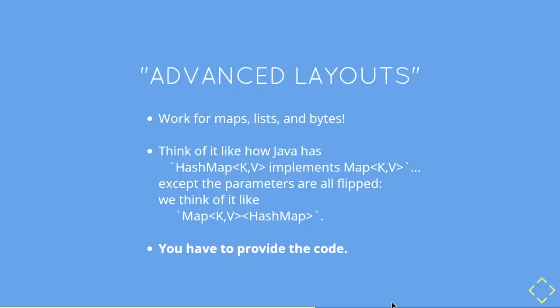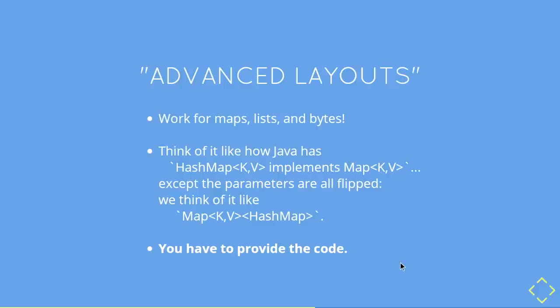So this is something that we could really easily imagine wanting to use for maps and for lists, also for bytes. You can see how that would be relevant for doing large files. And basically, the way I'd encourage you to think about this is the same way that Java has a nice collections interface, right? The same way Java has a hash map that implements map, this is sort of the same, except you can think of it as the parameters are a little bit flipped. Like map is the foundational type, and there's a parameter that says hash map is the implementation strategy. So advanced layouts are like this. They let you do generic implementation strategies for existing collection concepts.